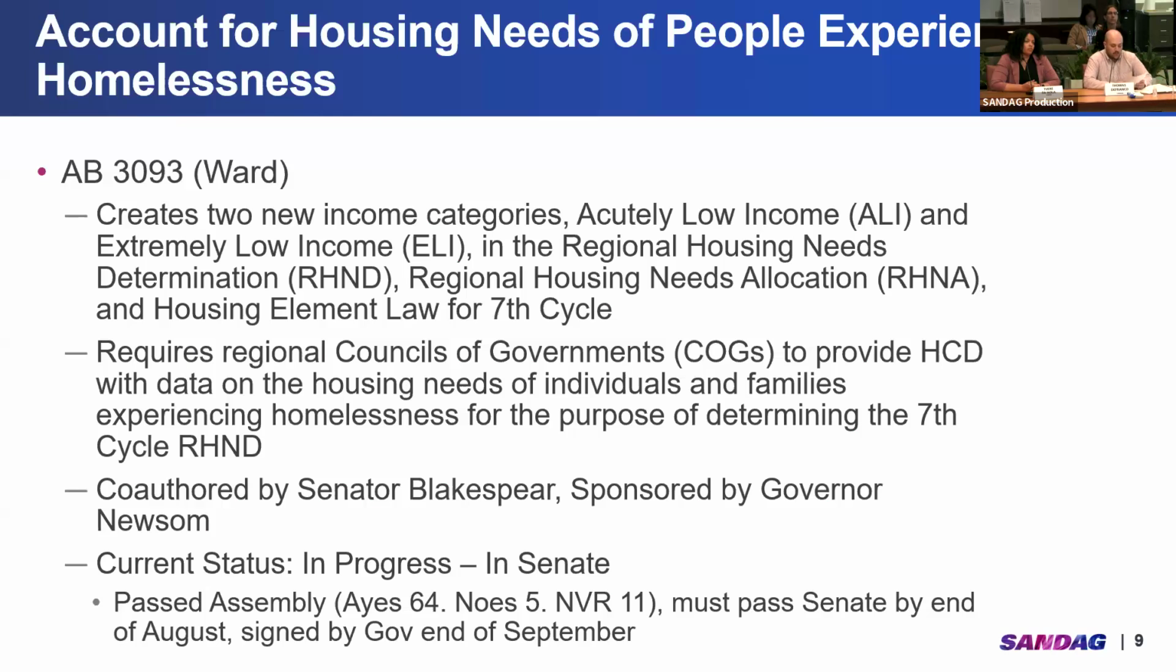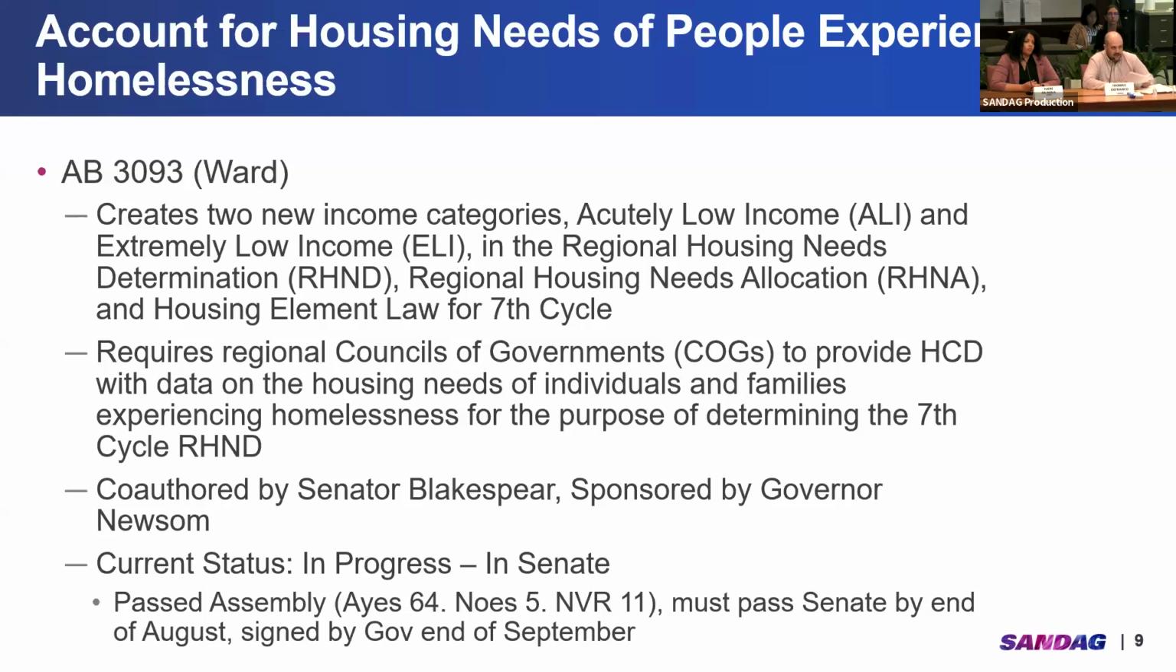So Assemblymember Chris Ward introduced AB 3093, which attempts to address policy recommendation number 1, accounting for housing needs of people experiencing homelessness. The proposed bill will create 2 new income categories, acutely low income and extremely low income, for the 7th cycle RHNA and housing element process. The proposed bill would also require COGs or SANDAG to provide HCD the data on the housing needs of individuals experiencing homelessness within the determination process.